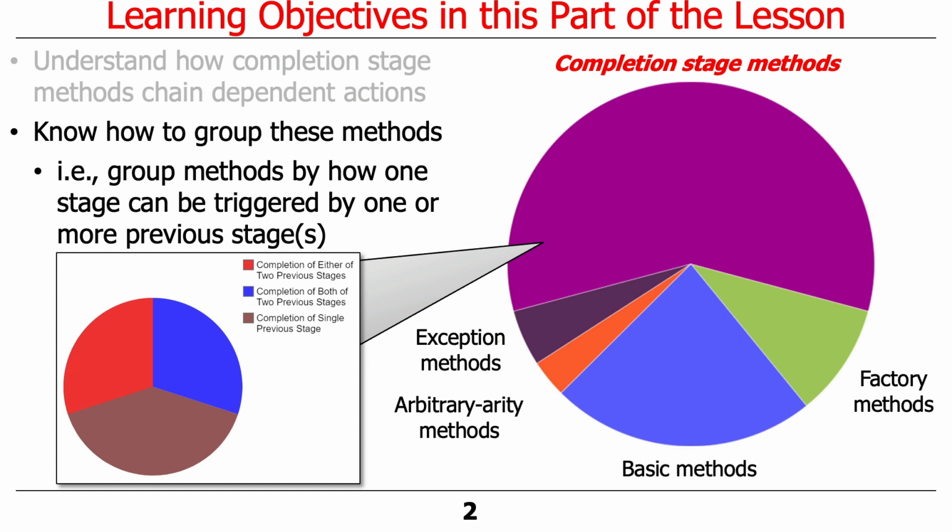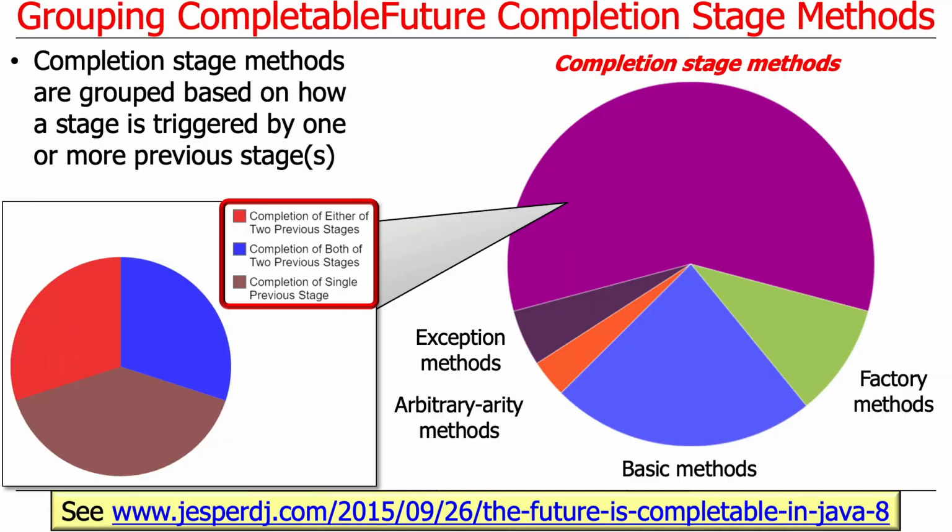And the reason I'm doing this is because it's a little daunting to look at dozens of methods without seeing how they can be structured, because they actually do fit into nice little groups, as we're about to see. So those are the 3 different groupings of stages: completion of 1 previous stage, both of 2 previous stages, either of 2 previous stages. And you can read more about that in this link here.